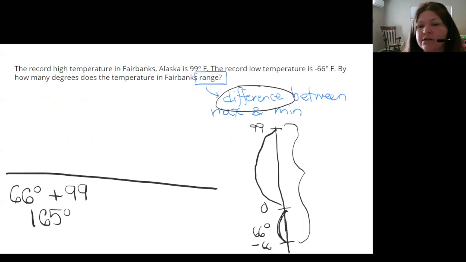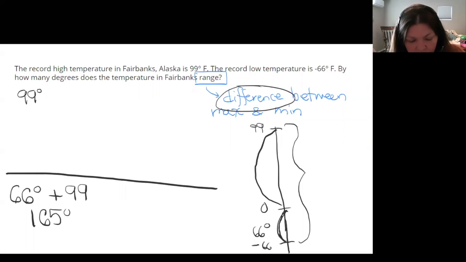So let's do this as a difference problem. When you're doing difference, you want to start with the high temperature. So the high temperature is 99 degrees. And then you want to subtract, right? Range is high minus low. We want to subtract the low temperature. Guys, what is the low temperature?